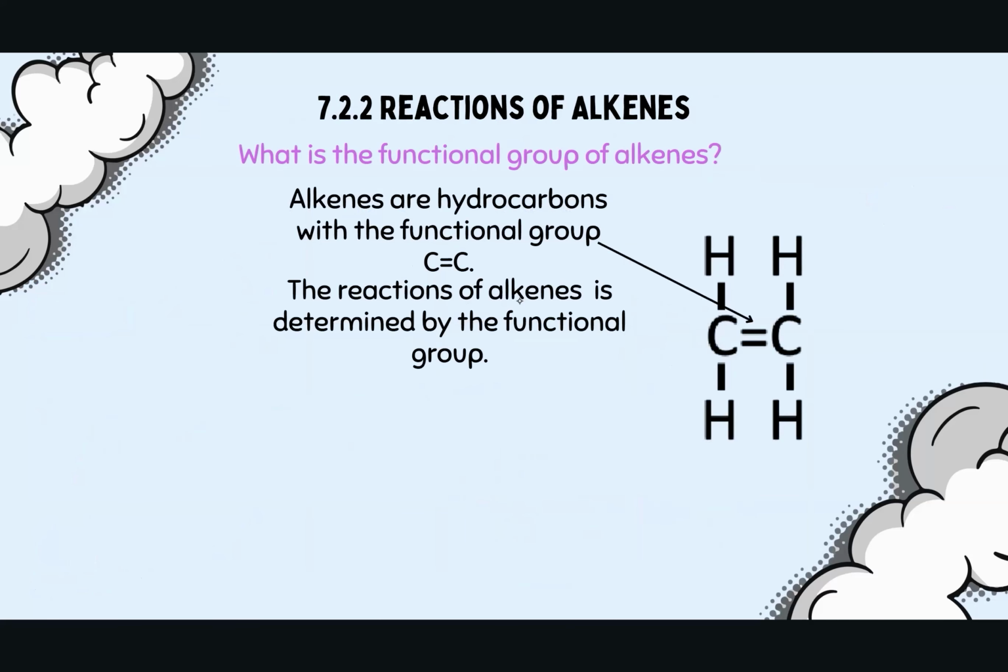So alkenes are hydrocarbons with the functional group carbon-carbon double bond. The reactions of alkenes are determined by the functional group. So the functional group means the thing that sets it apart from other types of chemicals. So all alkenes have this carbon-carbon double bond, and that's it. They don't have any additional features other than the fact they have carbon and hydrogen only. They are hydrocarbons. And it's that carbon-carbon double bond that makes them reactive. So the reactions of alkenes are determined by the functional group. Usually it's the functional group that is involved in the reaction.